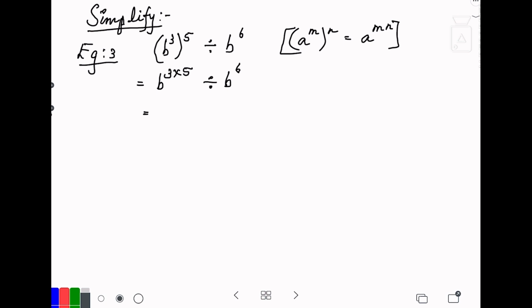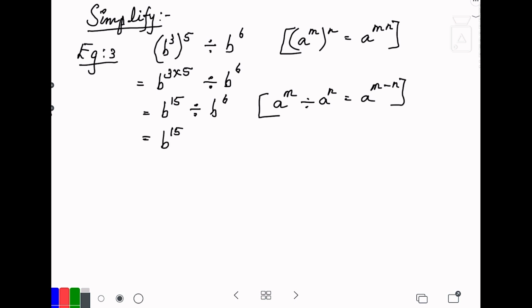Step number 1. Then you multiply it, you get b power 15 divided by b power 6. Now you are going to apply a to the power of m divided by a to the power of n is nothing but a to the power of m minus n. Using the second law of indices, you are going to do this as b power 15 minus 6. The answer is b power 9. Hope you are clear with this example.